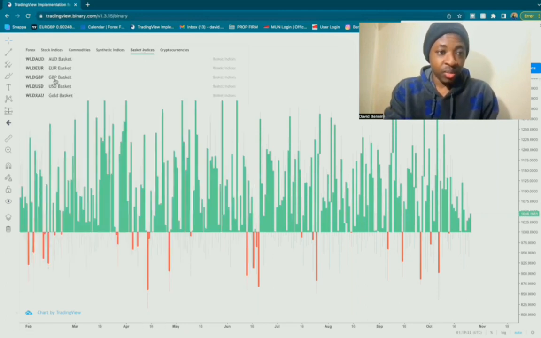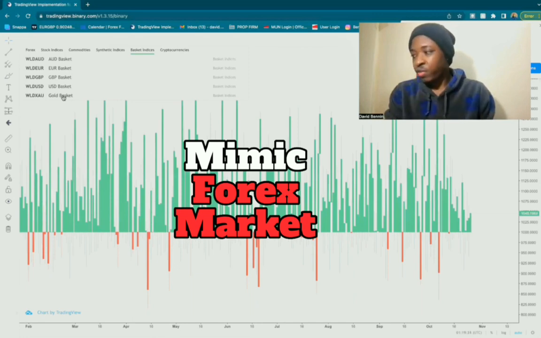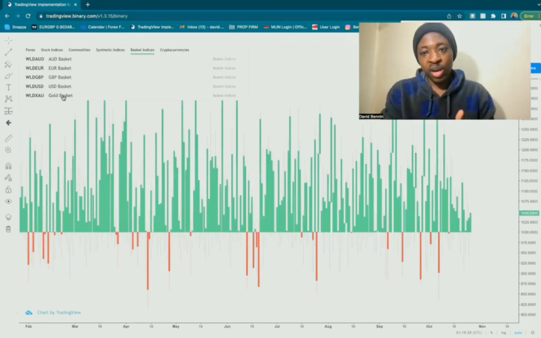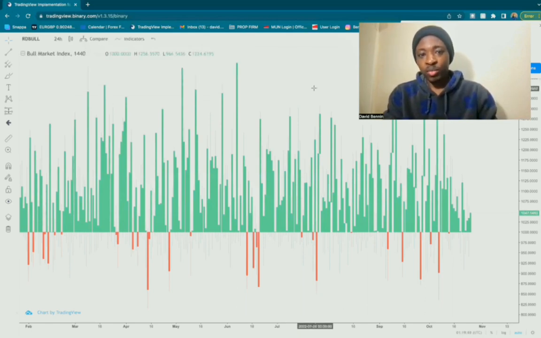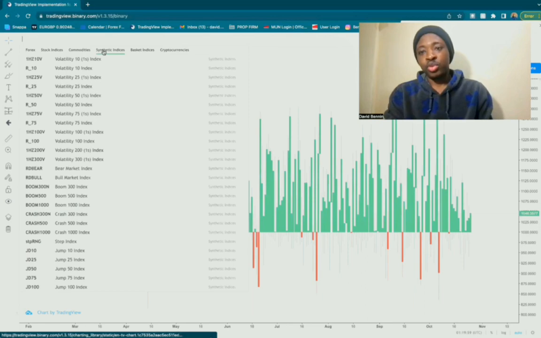Okay, basket index, sorry. So we have AUD basket, Euro basket, GBP basket, USD basket, and gold basket. You can trade these on the platform. These ones mimic the forex market. So if you're trading gold basket, if gold is strong, gold basket is going to push up. If USD is strong, USD basket is going to push up. GBP basket is going to push up if GBP is strong. So those ones will be affected by news. That is the recent change. But any of these other ones are not affected by news. So you can do your technical analysis and trade them without any news.